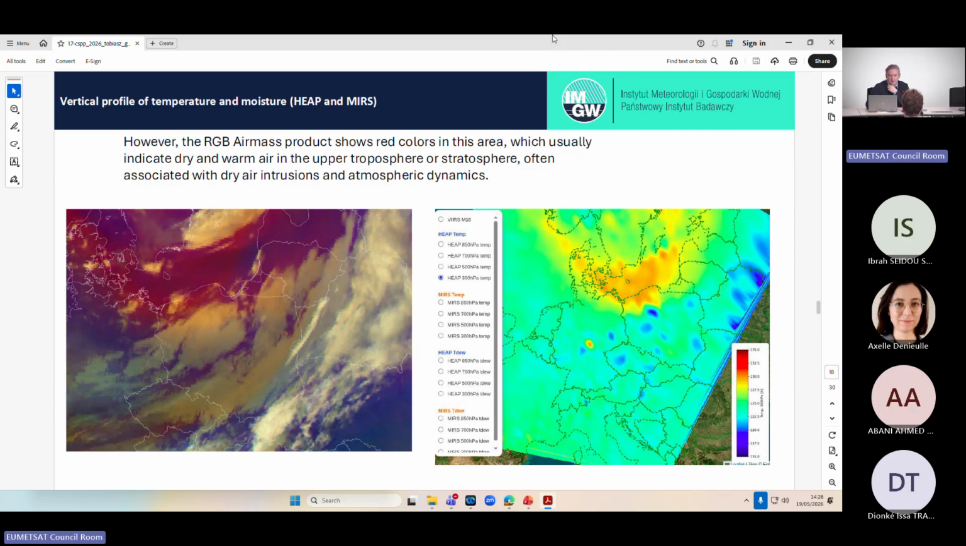RGB air mass products show red color in this area, which usually indicates dry and warm air in the upper atmosphere or stratosphere, often associated with dry air intrusion and atmospheric dynamics. So this HIP software is quite good. We can expect a higher temperature over the sea, the Baltic Sea.